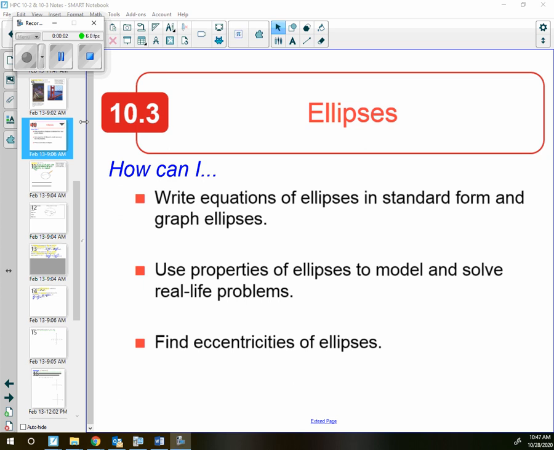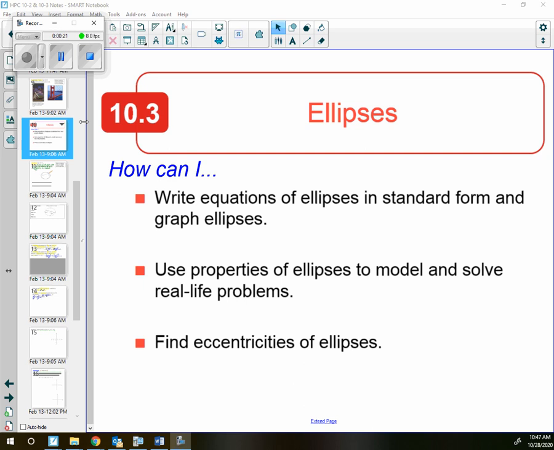All right, so now we're going to move on to ellipses, so 10-3. Again, kind of the same essential questions as for parabolas. How do we write equations of ellipses in standard form and make a quick sketch? How do we know that the equation's even an ellipse? Can we recognize that conic section and use those properties to model real life problems?